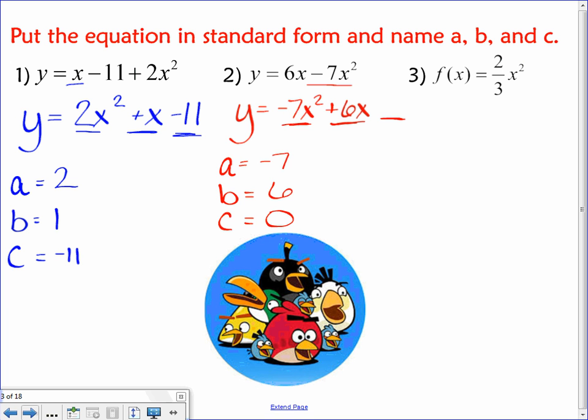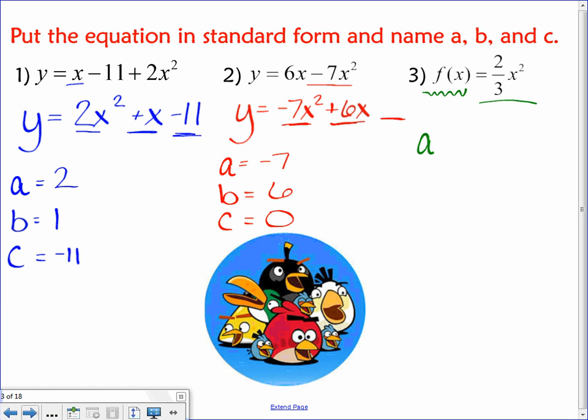Right, and one last example. Notice it's already in the right order. All I have is an x squared term. Okay, so I don't have to move anything. Also note the notation here. I don't have a y equals, but I have f of x equals.